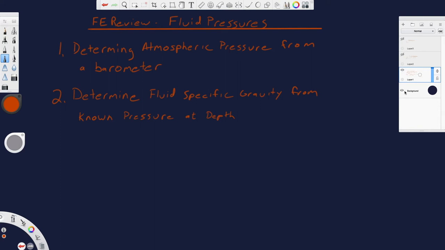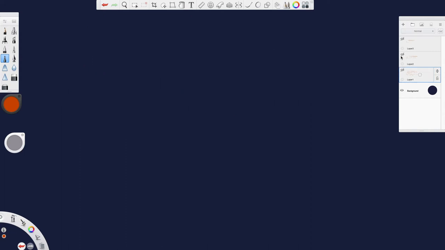In our first problem, we're going to be determining atmospheric pressure from a barometer and looking at how a barometer works and basically the math involved and the engineering involved there. In our second problem, this one's a little more difficult to explain, but we're going to determine specific gravity based on a known pressure at depth, comparing that to the pressure we would expect if it were water, and using that to calculate the specific gravity for some unknown fluid. Okay, so let's get started on problem one.